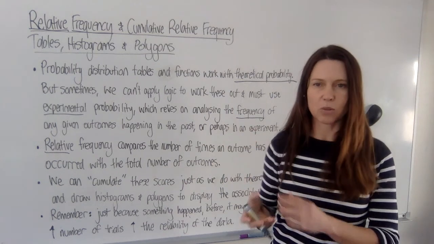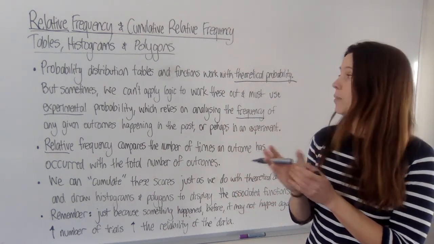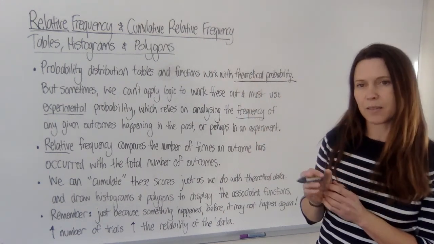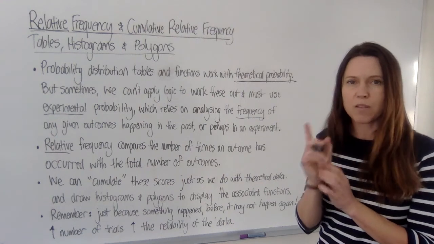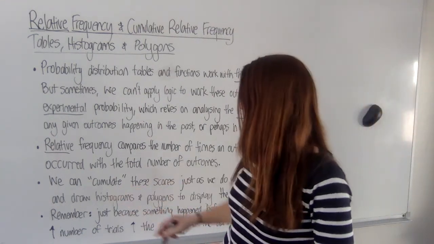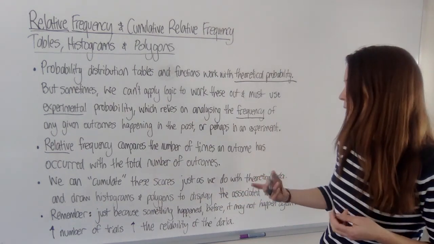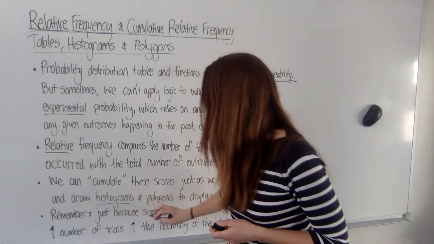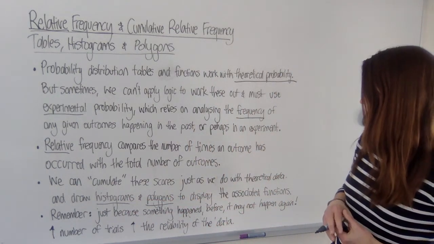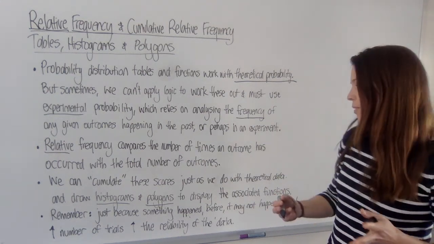We can convert that to a decimal or percentage, and we think of that as a probability term. It's really just looking at relative frequency though, but we can use it to estimate probabilities. Important that you remember though that it is an estimate. Now, we can accumulate these scores just as we did with the theoretical data, that means add them up. And we can draw the histograms and the polygons that we've just drawn with our relative frequency data so that we can find those functions that go with them.